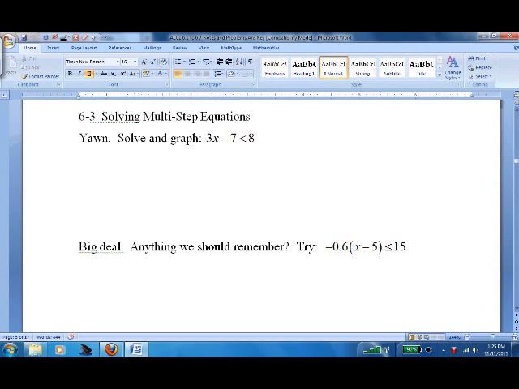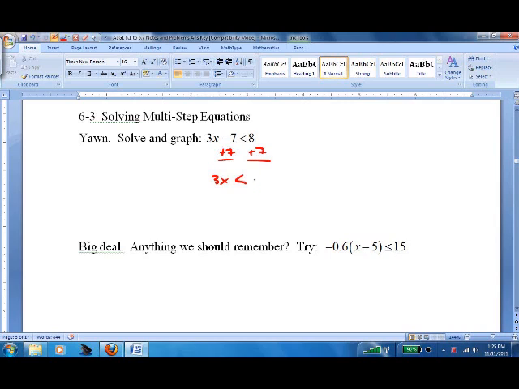Now we move on to solving multi-step equations. So we've done this already. For example, this one has multiplication and subtraction in it. So we do the opposite. We add 7 to both sides.